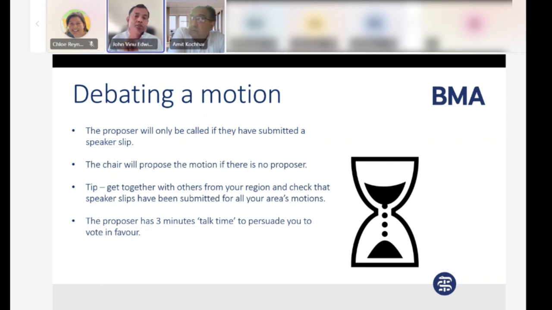The proposer has 3 minutes of talk time to persuade you to vote in favor. 3 minutes is what you're allowed. So when you're preparing to speak on a motion, please be mindful that your speech or arguments are within the 3 minutes, and that will help your audience to focus as well. You need to get all your points across within the 3 minutes, so time yourself before you come in. That's very important.